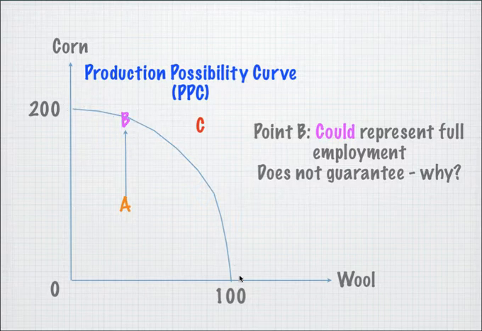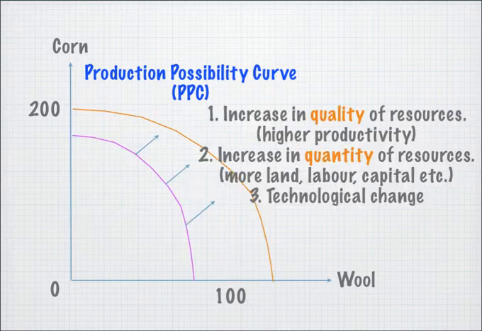So any point on the PPC curve represents a point where resources are fully utilized to produce that combination of corn and wool, or that combination of goods and services. I've noted here that point B could represent full employment but does not guarantee full employment. Why is that the case? I'll challenge all of you to answer this question and post it in the comments below this video if you have the answer. That will really demonstrate a good understanding of economics and this concept of PPC.